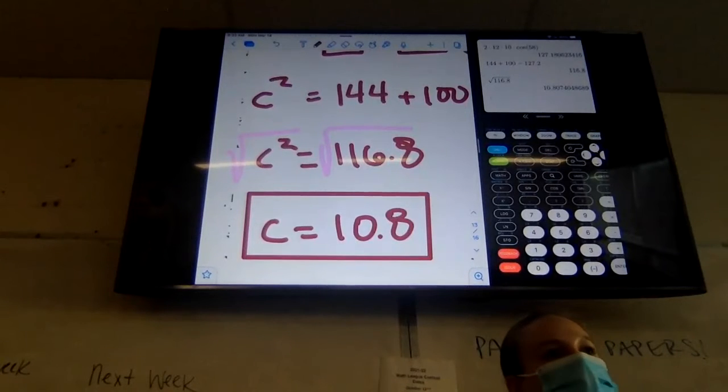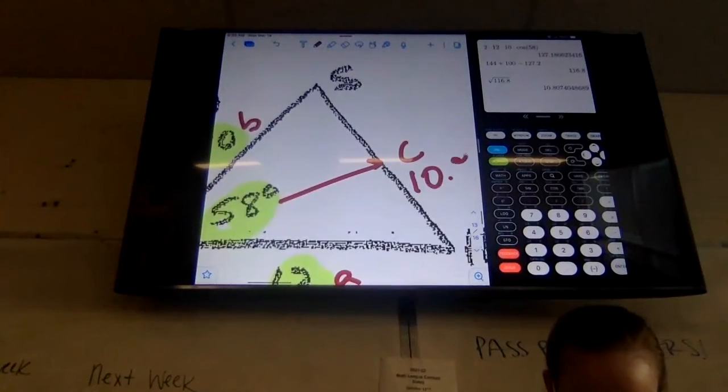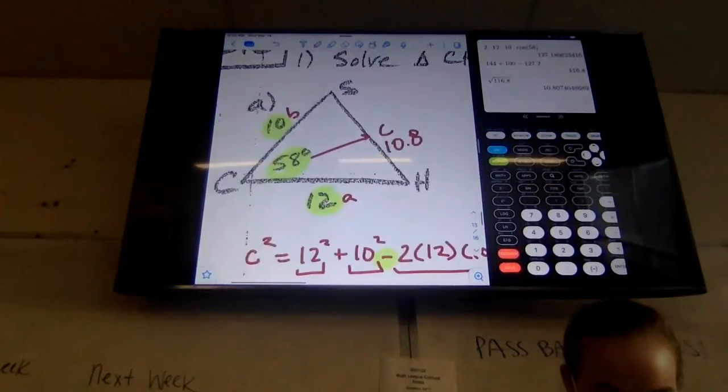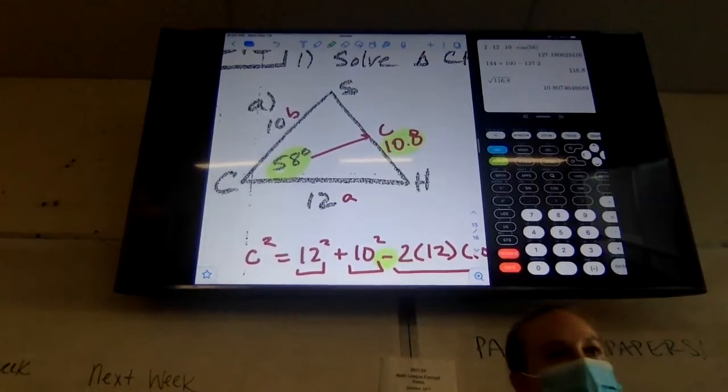Everybody good so far? That's not too bad, is it? Okay, so c equals 10.8. Now, anybody have any questions yet? Yeah.